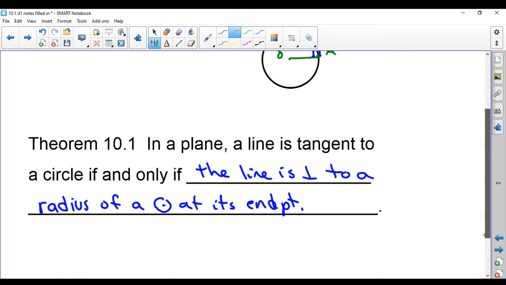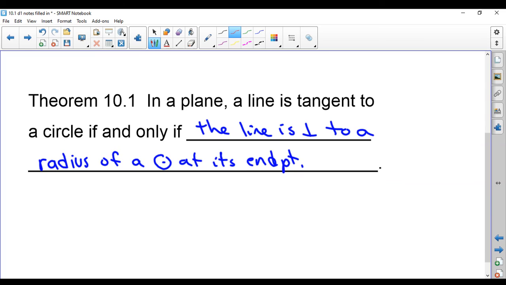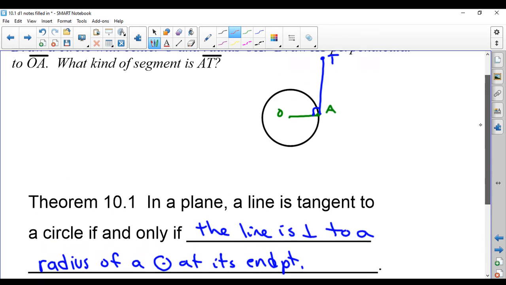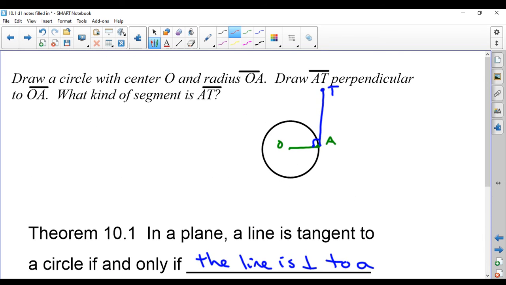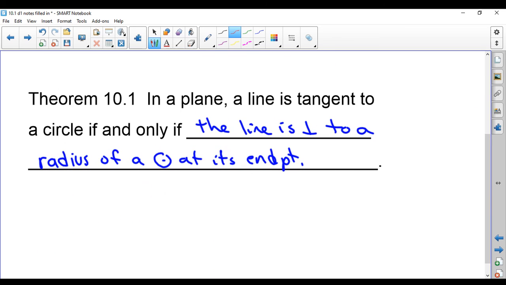There's a theorem that says in a plane, a line is tangent to a circle if and only if the line is perpendicular to a radius of the circle at its endpoint. So if TA is perpendicular to the radius OA at point A, then it must be a tangent. Or if we knew that TA was a tangent, we would know that it would have to be perpendicular to the radius drawn to the point of tangency. That's the if and only if. It works in both directions.